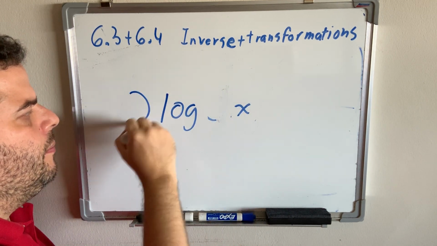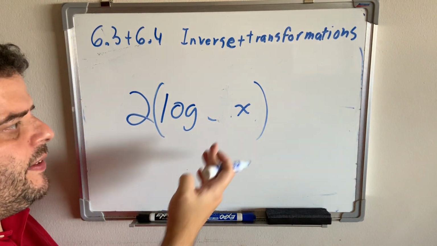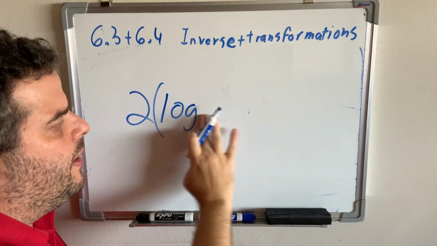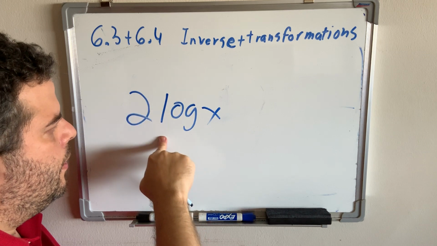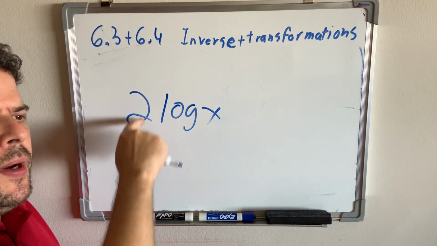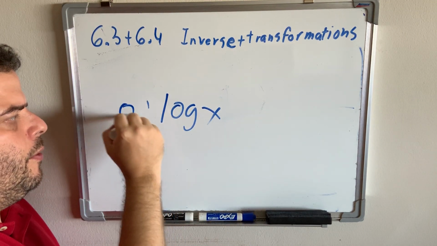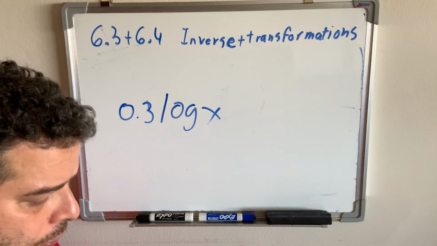Apply to my term. Again, could have a parentheses or not. Doesn't really matter. Bigger than 1, vertical stretch. Between 0 and 1, vertical shrink. For example, 0.3. And that's it for transformations.